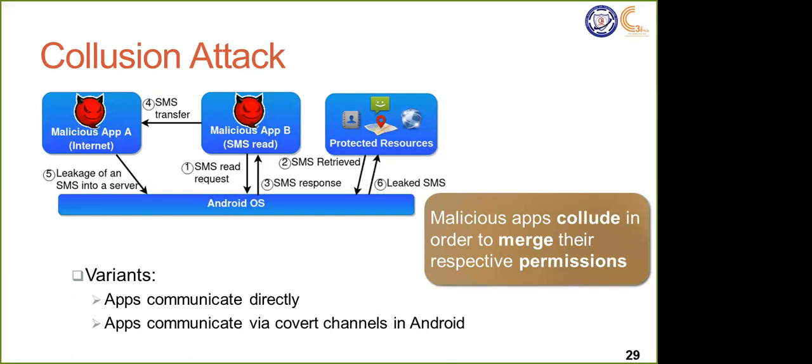Variants of this attack can be that they directly communicate by creating a shared communication channel, or communicate via a covert channel. Like suppose both applications have some protocol decided that at a particular time, if I am doing some intensive work, then you identify the time, sending you information 1, otherwise 0. So these types of attacks can be performed using collusion attacks.